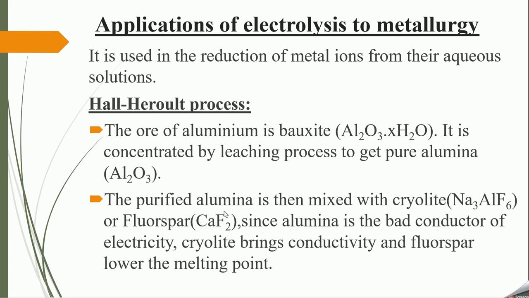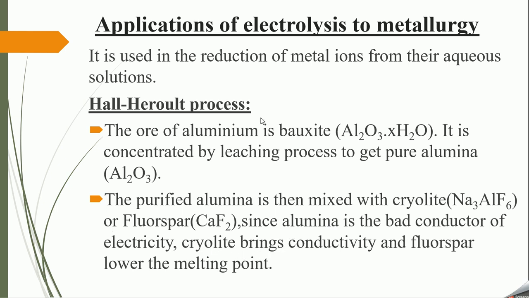Now this purified alumina is mixed with cryolite, Na3AlF6, and fluorspar, CaF2. Since alumina is a bad conductor of electricity, here the role of cryolite is to bring conductivity and the role of fluorspar is to lower the melting point of alumina.